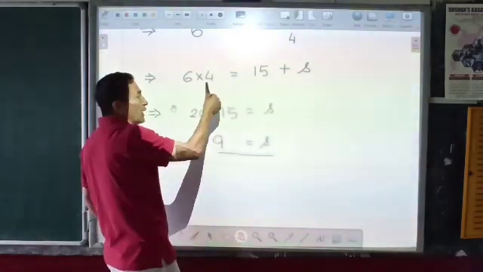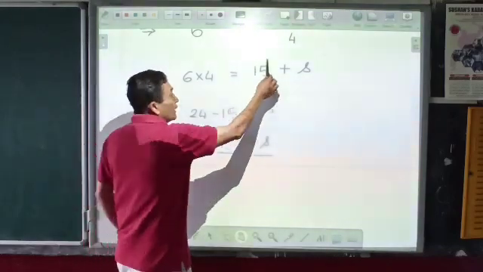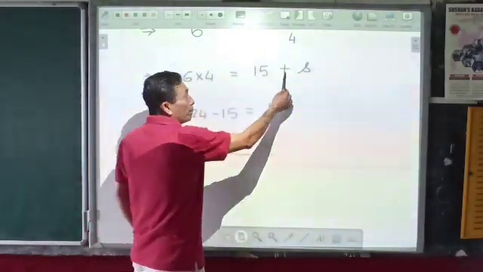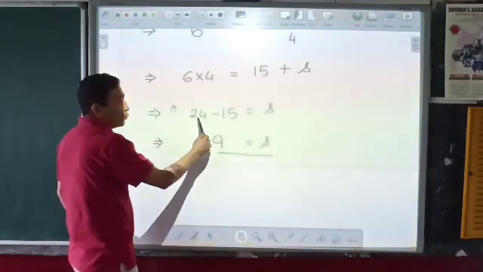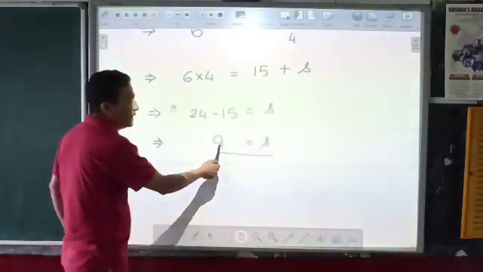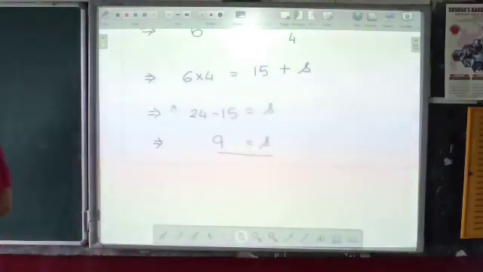Now I am moving it to the left hand side. It becomes minus 15. So that I am left with S plus S, can be written as S. Okay. Now 24 minus 15 will give me 9. So 9 is equal to S. Now please remember that I can leave the answer like that, or I can write it as S is equal to 9. Both of them mean the same.